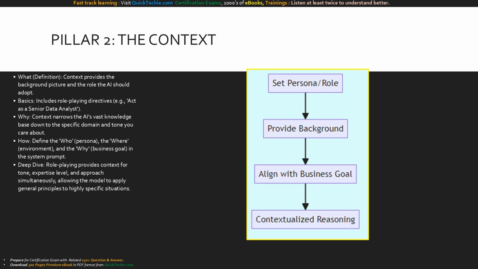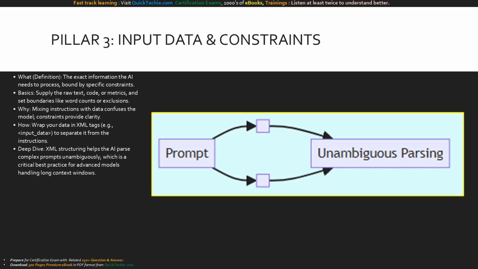This diagram illustrates how context works. By setting a persona and providing background, you align the AI with your business goal, resulting in deeply contextualized reasoning rather than surface-level answers. Pillar number 3 is input data and constraints.